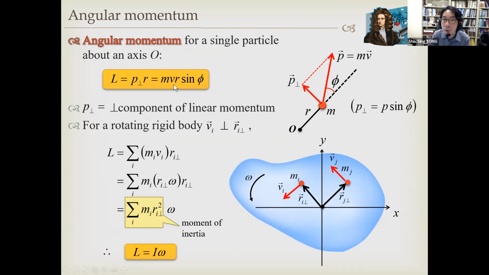If you have the velocity making an angle with the radius, which is not 90 degrees, then you have to consider this sine phi. So remember this. And we go back now.